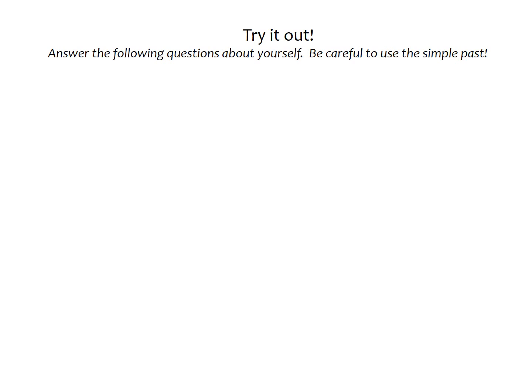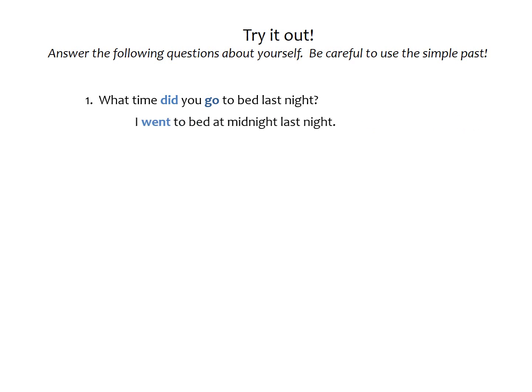Okay, now that we have an idea of why we use simple past and how to form it, let's try it out. Please answer the following questions about yourself and be careful to use the simple past. Number 1, what time did you go to bed last night? Well, I went to bed at midnight last night.